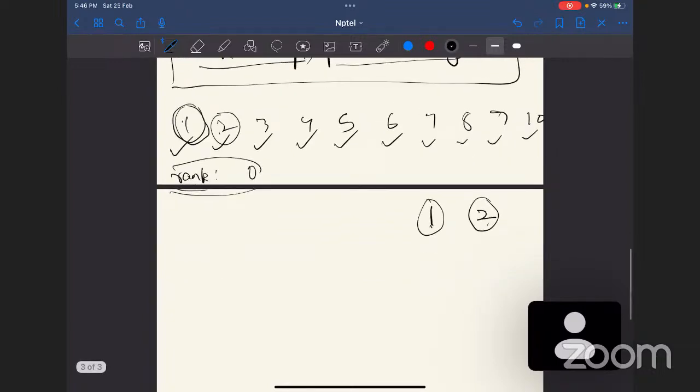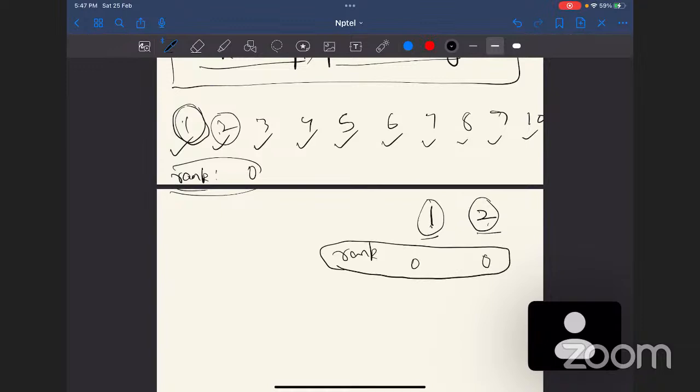How will we union them? We will consider the rank. So what is the rank of 1? It is 0. What is the rank of 2? It is 0. Rank of both the vertices is 0. So what we will do, we will attach 2 to 1 and we will update the rank of 1. We will increment the rank of 1 by 1, so it will become 1, and rank of 2 remains 0. Okay.